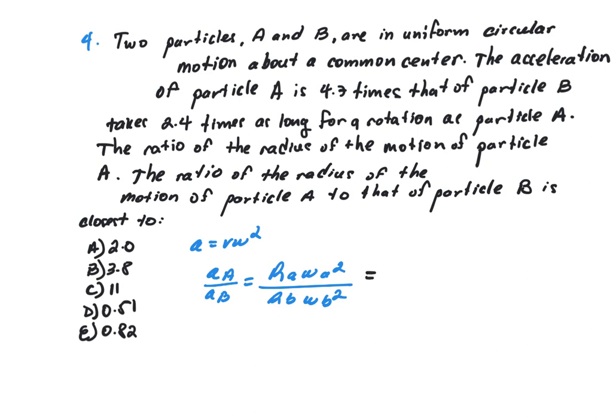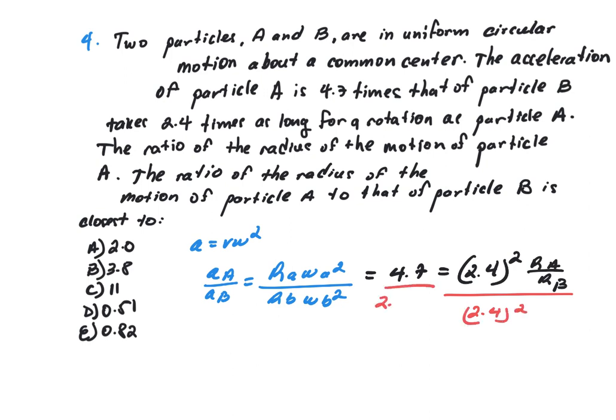This equals 4.7 equals 2.4 squared, radius A over radius B. So we're just gonna divide to find our radius. To find the radius of particle A to that of particle B, we're just gonna divide by 2.4 squared.